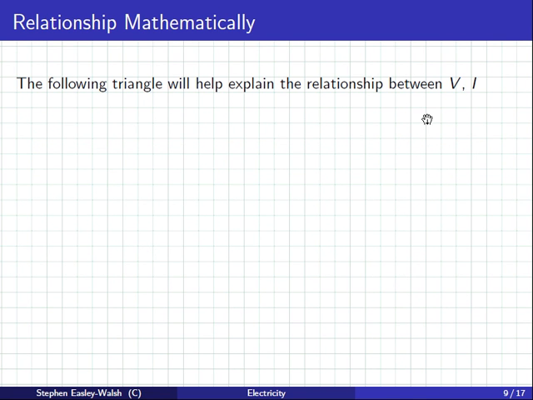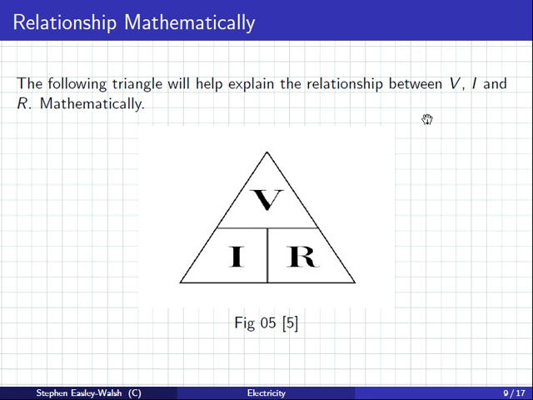This following picture is better for VIR. It's the VIR triangle. If you know 2 of these, you can get the third. Voltage is current multiplied by resistance. Resistance is voltage over current. And current is voltage over resistance. The VIR triangle. Draw that.